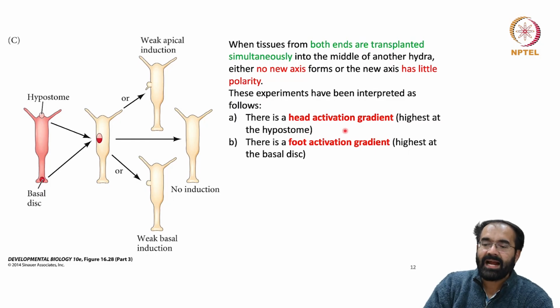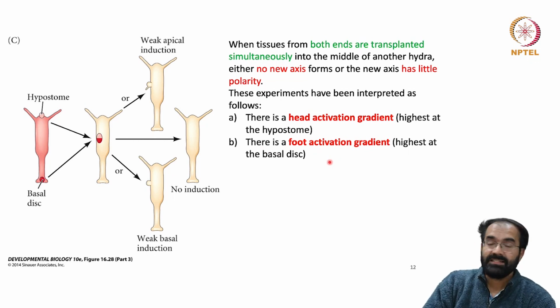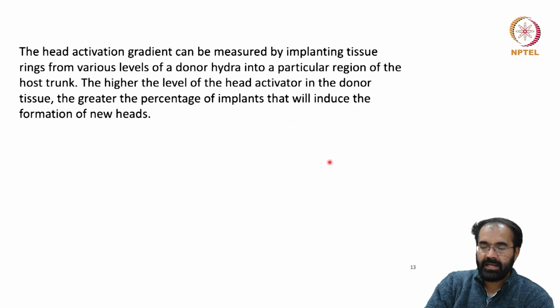There is a head activation gradient, that means favoring the head, highest at the hypostome. Head activation gradient is highest at the hypostome. And there is a foot activation gradient that is highest at the basal disc. This gradient can be there anywhere in the body, but the highest head activation is near the hypostome, highest foot activation in the basal disc. That is the inference you can take from this.